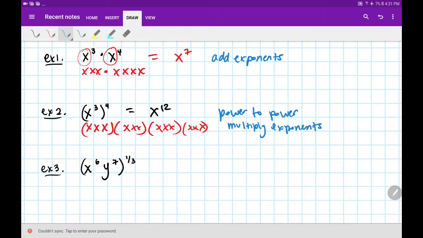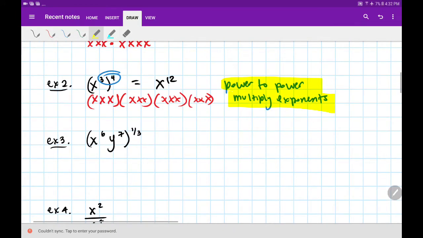So this is from 5.1. It should be reviewed, but it's so important for today's lesson that we are masters of these rules. So when we're taking a power to a power, we're going to multiply the exponents. If I were you, I'd put that in a box, star it, circle it, do what you got to do. Let's go to example 3.